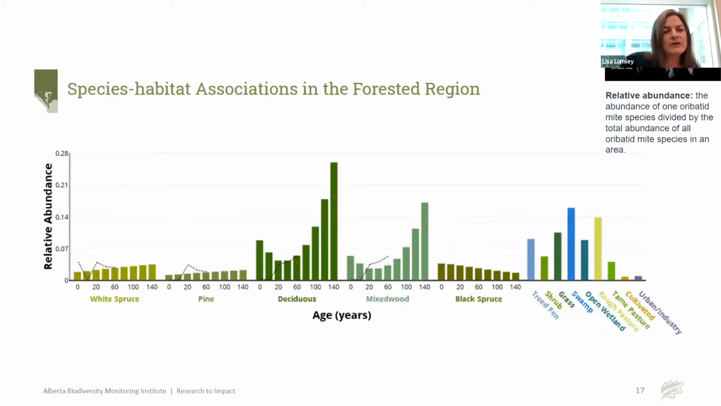We have information on species habitat association. So this is showing relative abundance. So it's the abundance of one oribatid mite species divided by the total abundance of all oribatid mite species in a site. And so we're finding that Atropacarus striculus is particularly associated with old stands of deciduous and mixed wood forests.